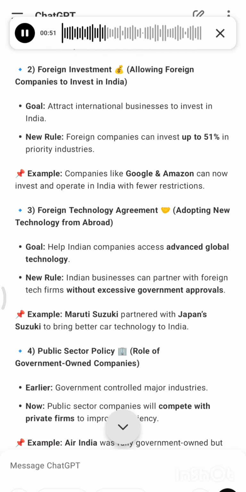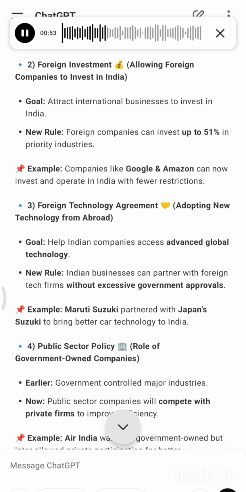2. Foreign investment, allowing foreign companies to invest in India. Goal: attract international businesses to invest in India. New rule: foreign companies can invest up to 51% in priority industries. Example: companies like Google and Amazon can now invest and operate in India with fewer restrictions.